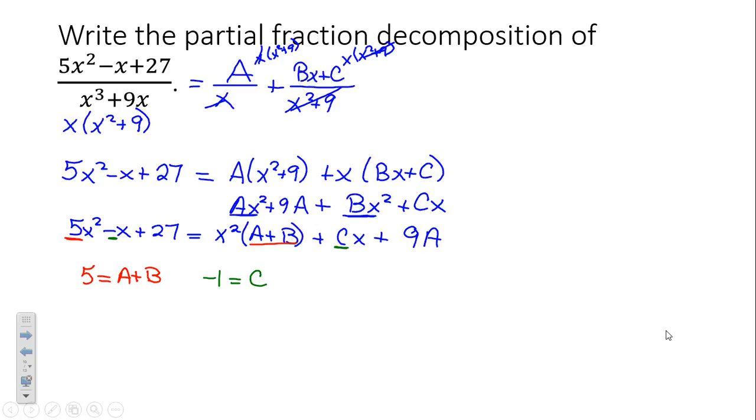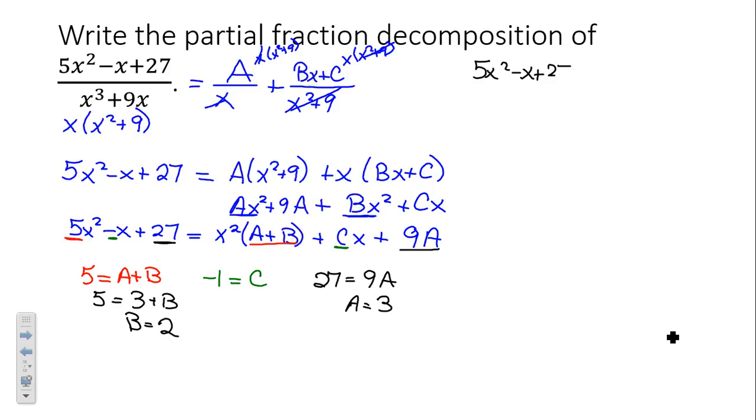And the constant has to be equal to the constant, so 27 has to equal 9A. So A has to be 3. Now that we know A is 3, 3 plus what gets me 5? So B is 2. All that's left to do is rewrite our decomposition: (5x² − x + 27) over (x³ + 9x) will be equal to A over x plus (Bx + C) over x² + 9.